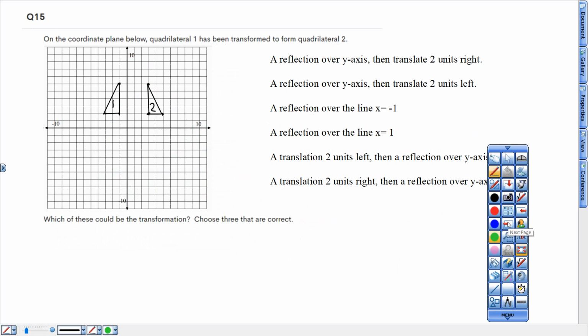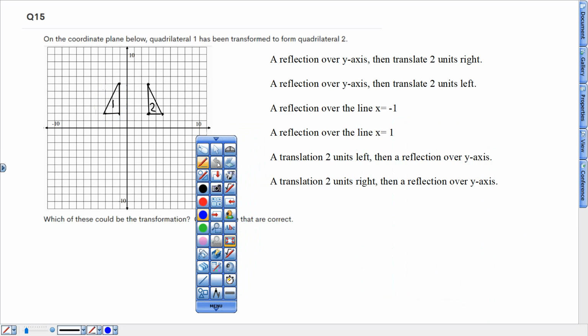15, for this one, I want you to see all the possible combinations. This one says reflect over the y-axis. So I'm starting here with 1. Make sure you know you're starting with 1. So that says reflect over the y-axis. If I did that, my triangle would look like that, reflected over this y-axis right here.